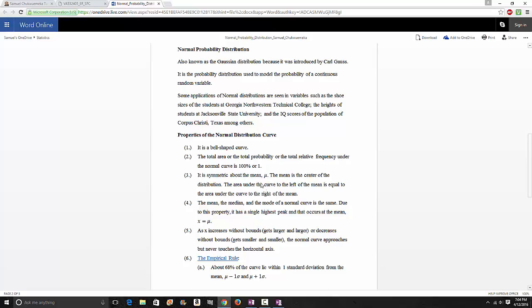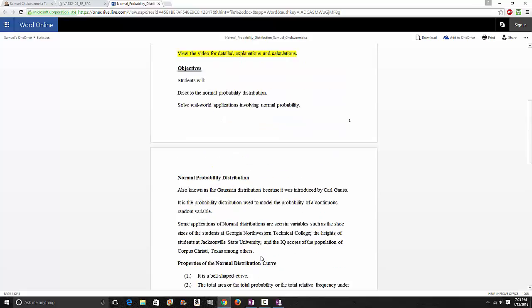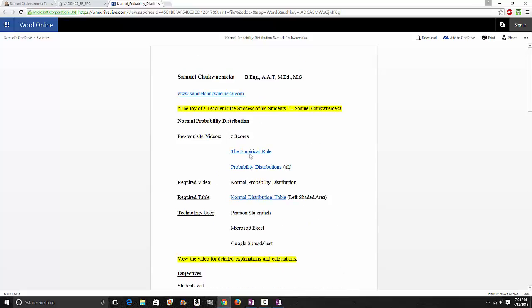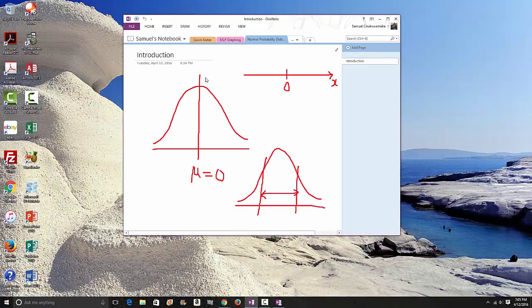Symmetry means the area under the curve to the left of the mean is equal to the area under the curve to the right of the mean. We did this in the video on the empirical rule. So the mean is the center of the normal distribution curve. 50% is below the mean, and 50% is above the mean.